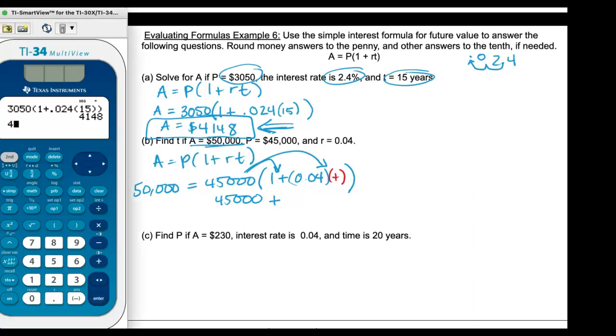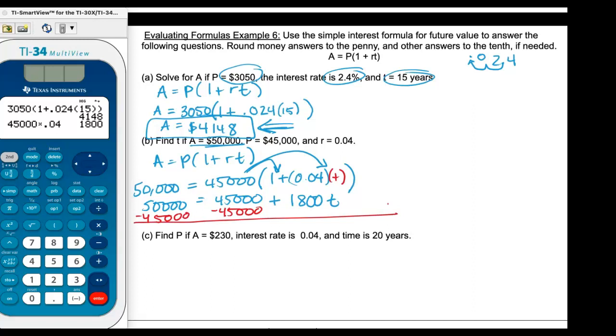So I'm going to multiply the numbers, 45,000 times 0.04. That first 0 isn't necessary, so I don't need to type that in. So I get 1,800 t equals 50,000. And then I've got a choice here. I've got to get t by itself, so I'm going to get rid of that 45,000 first by subtracting it from both sides. We're doing the opposite of the order of operations. So we always get rid of adding and subtracting before we get rid of multiplying and dividing.